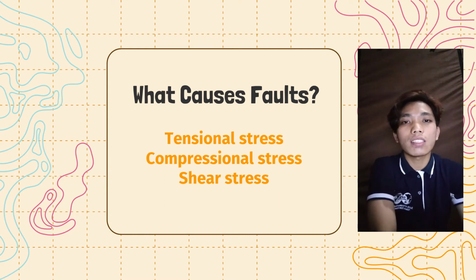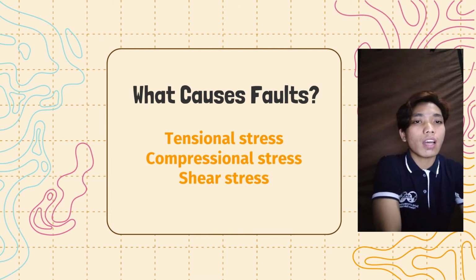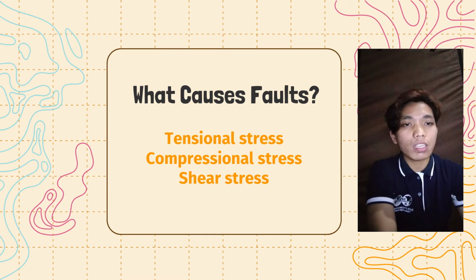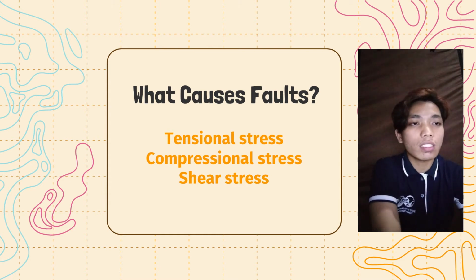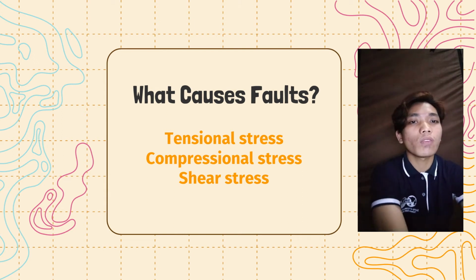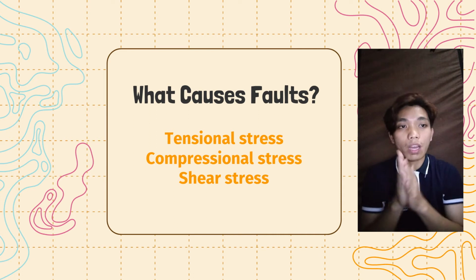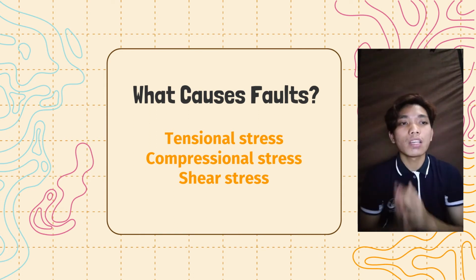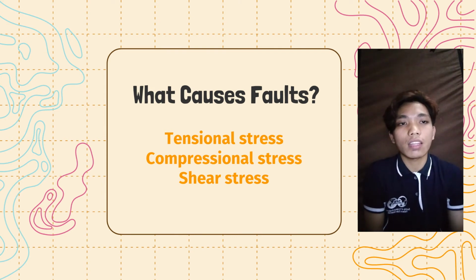The last one is shear stress. It is when slabs of rock slide past each other horizontally in opposite directions. The rocks are not so much smashed into each other or pulled apart, but their edges slide along each other with a lot of friction. This is like when you rub your hands together to warm them up. One hand goes forward and the other goes backward, rubbing against each other.